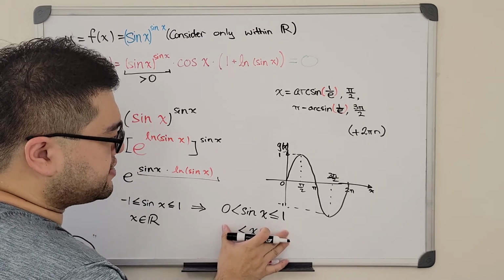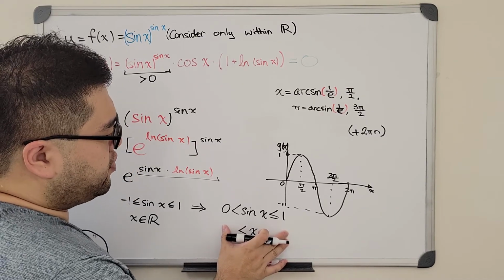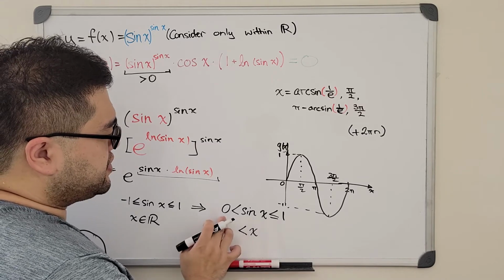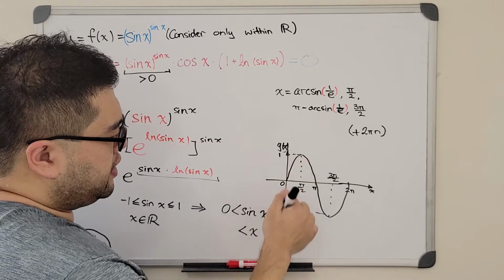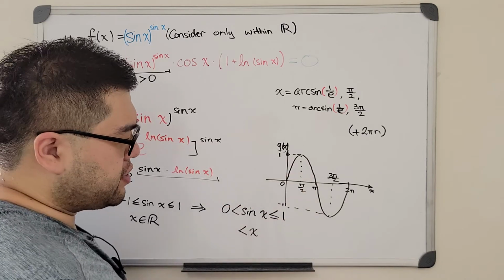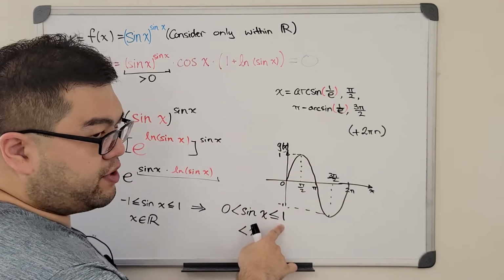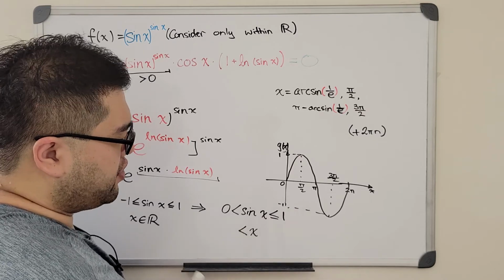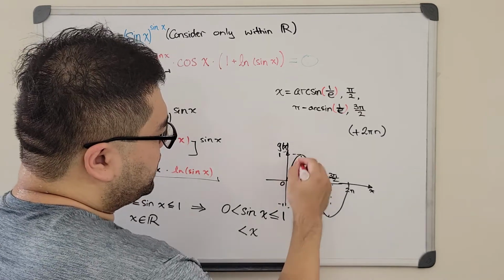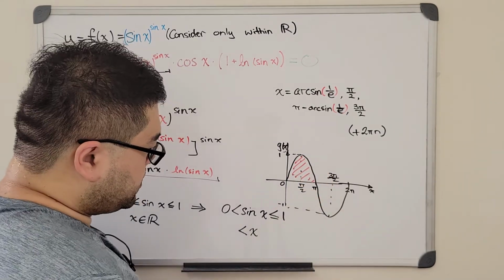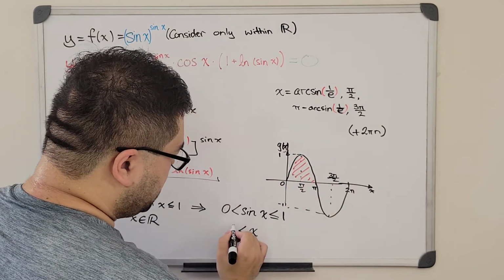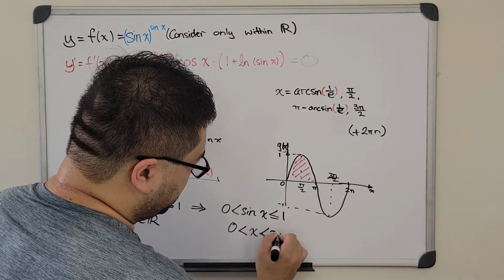In order to be between 0 and positive 1, and of course we include the endpoint 1 here, or the value positive 1, from the graph we can only take this part here. So in this case, x has to be between 0 and pi.